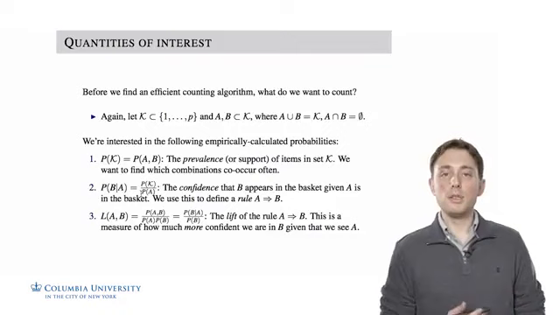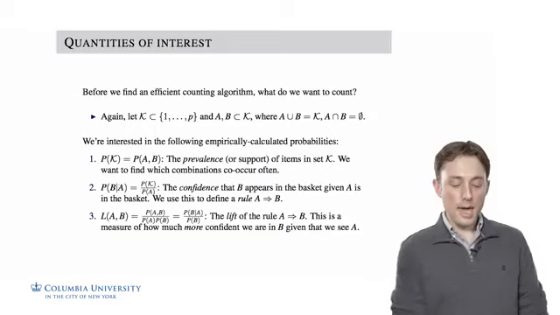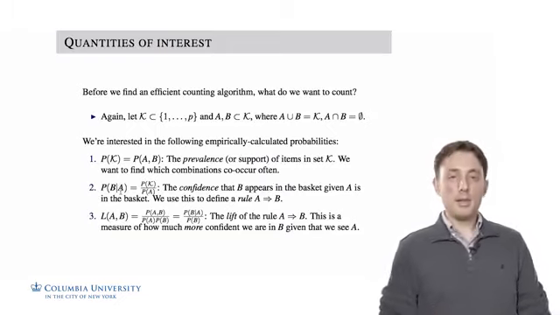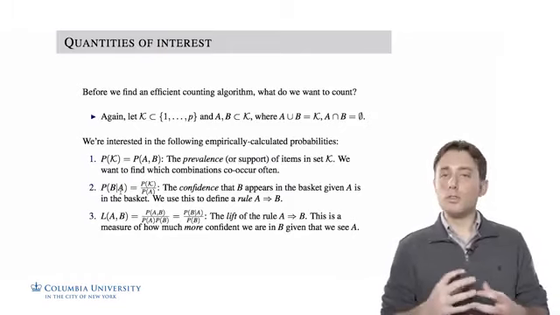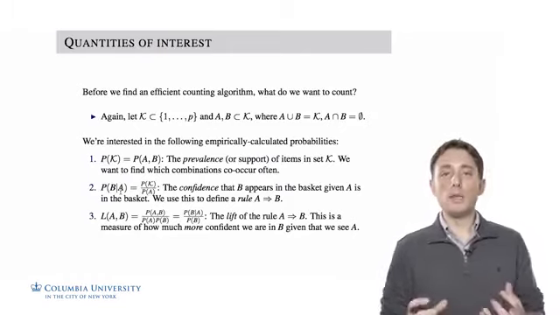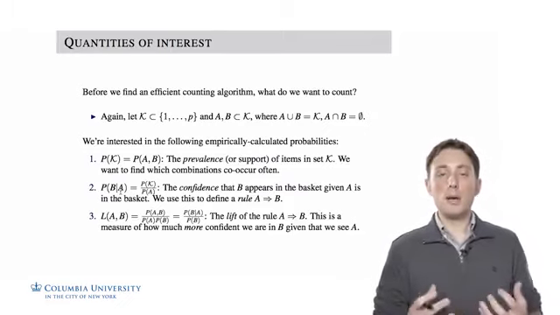We use this confidence to define rules. So we want to find high probability sets A and B such that if you tell me A is in the basket, then with high probability B is also in the basket. We want to learn from the data what are these sets. We want to construct all of these potential sets of interest with high probability.